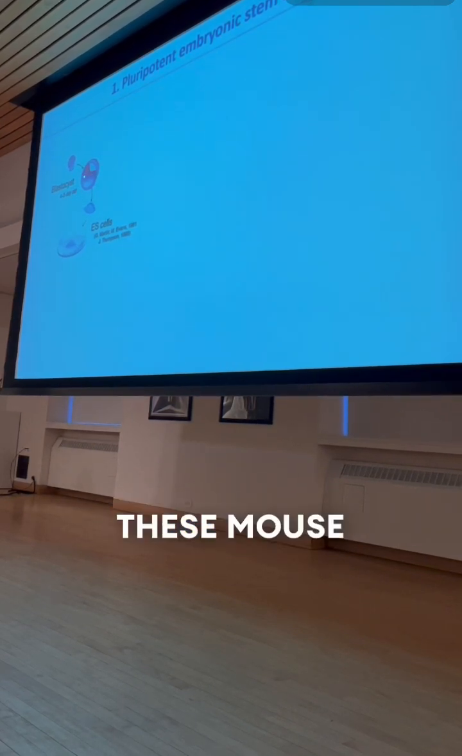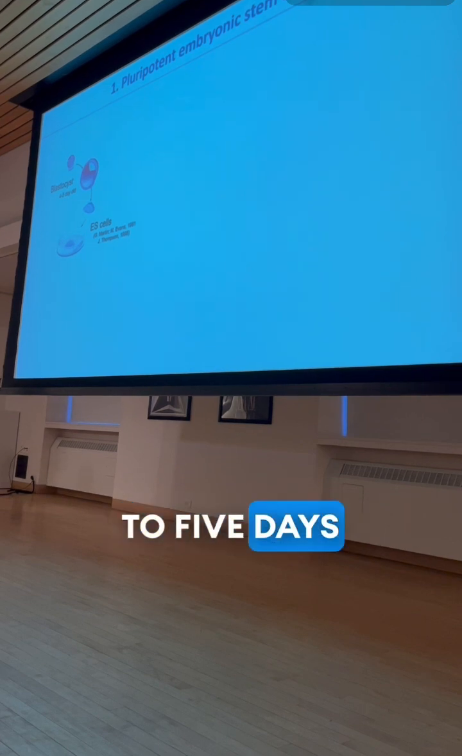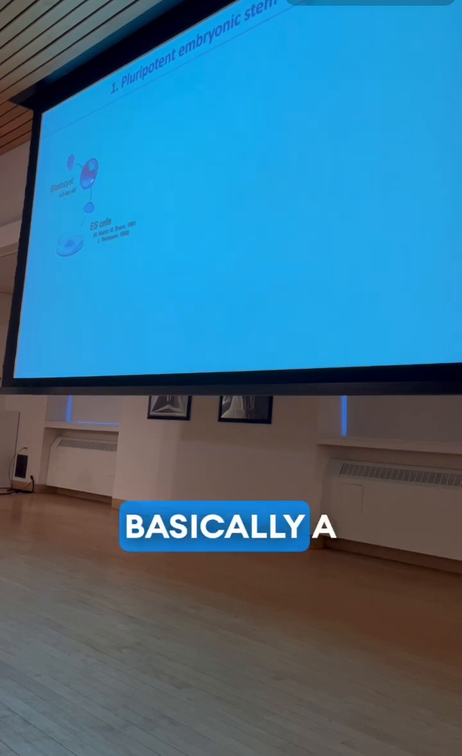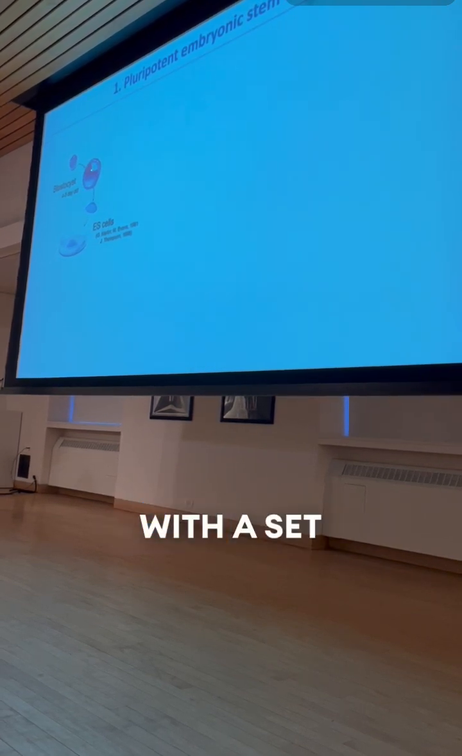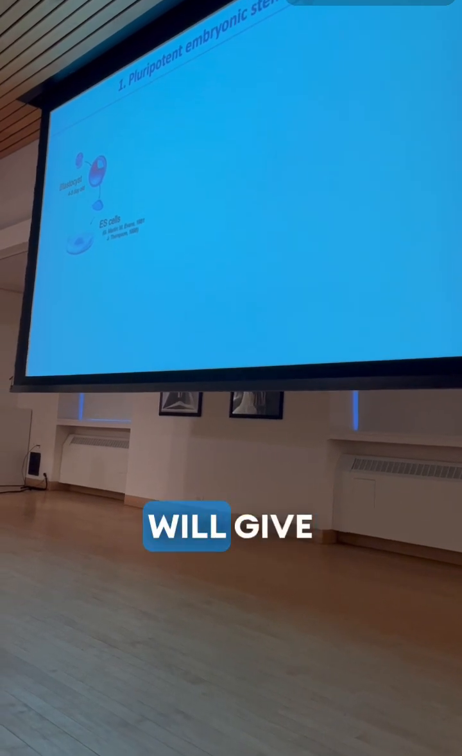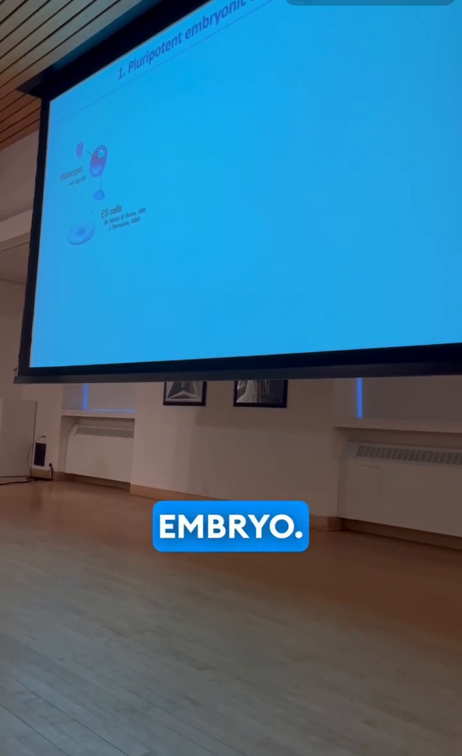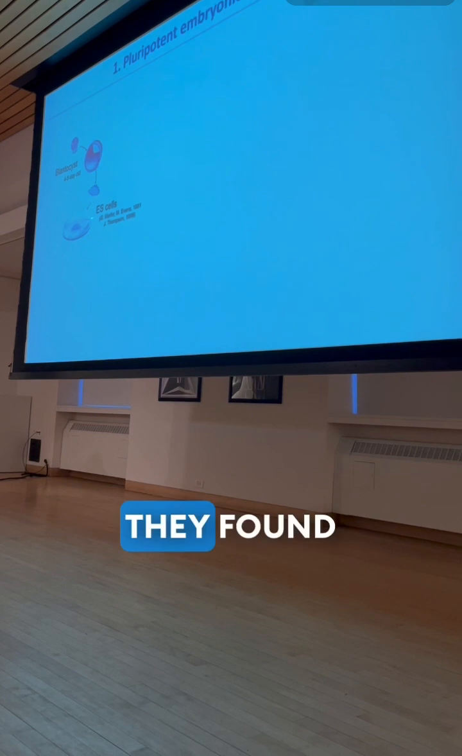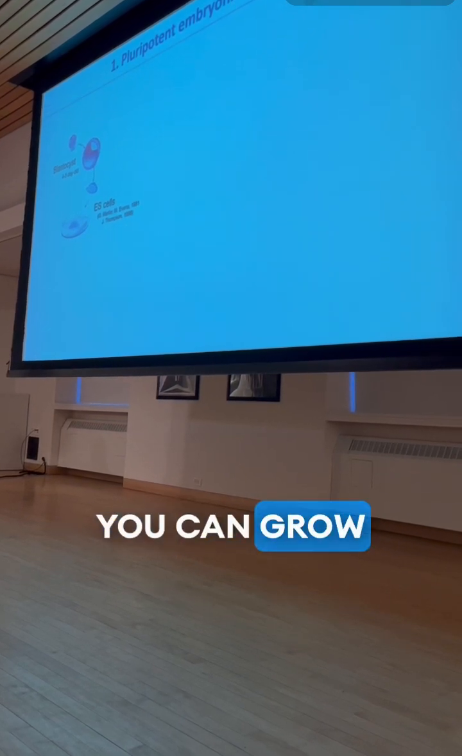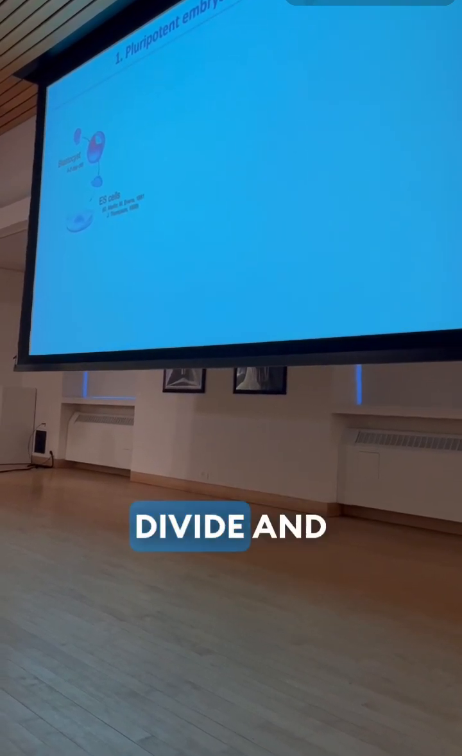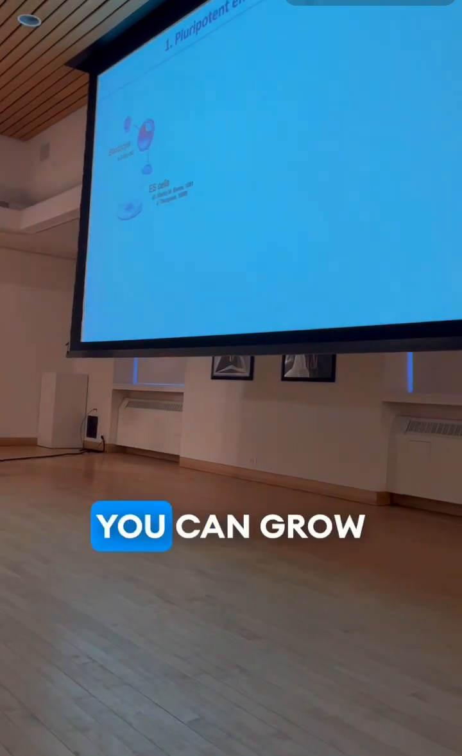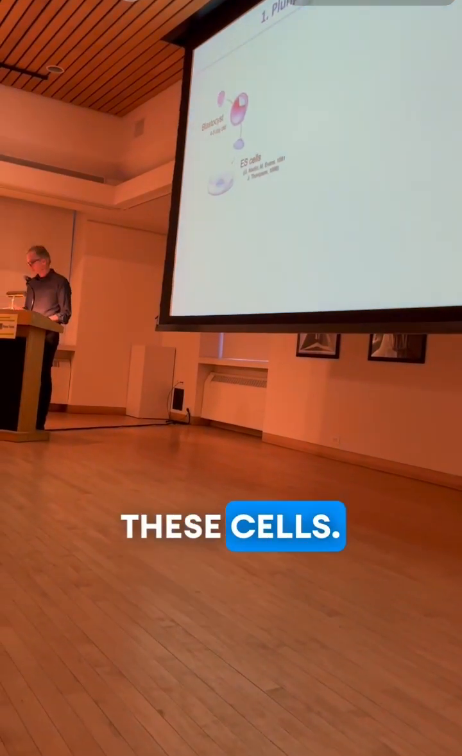So they started with mouse embryos 4 to 5 days old. That looks like this. This is basically a little hollow ball with a set of cells inside that will give rise eventually to the whole embryo. And when you take these cells, they found conditions under which you can grow them in a petri dish. These cells divide and they can grow, basically you can grow unlimited amounts of these cells.